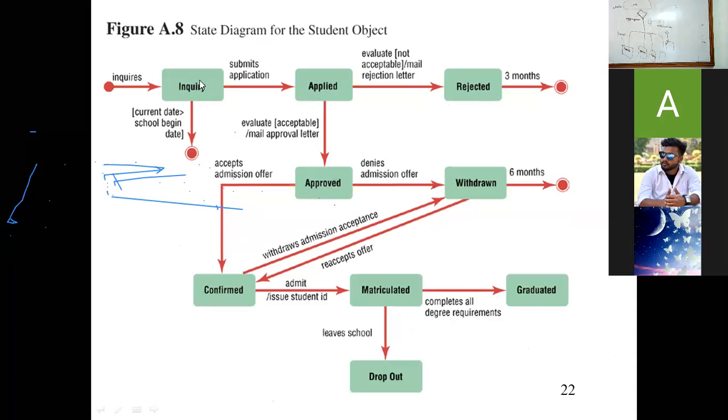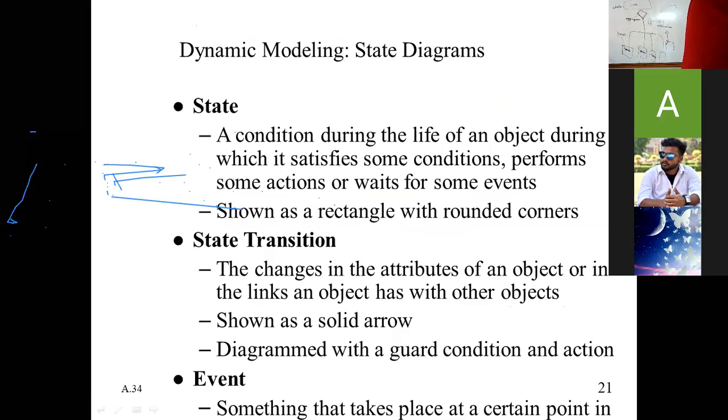Inquiry, the student is applying, applied, rejected, approved, withdrawn, confirmed, matriculated, graduated, dropout. So a single student object can have any number of states, and they are shown with rectangles with rounded corners. From the states we have state transitions. State transition is when we change from one state to another state.